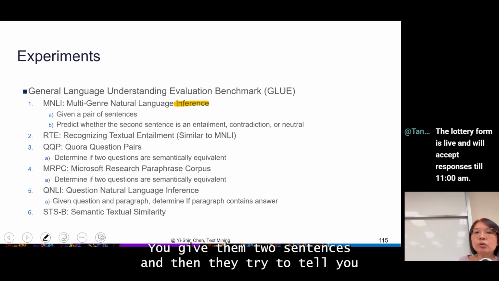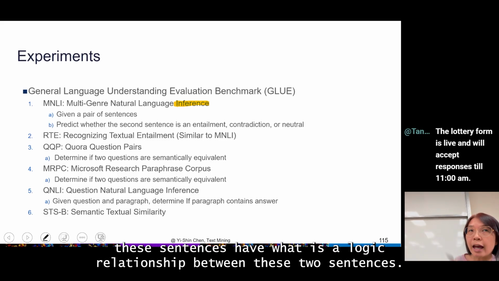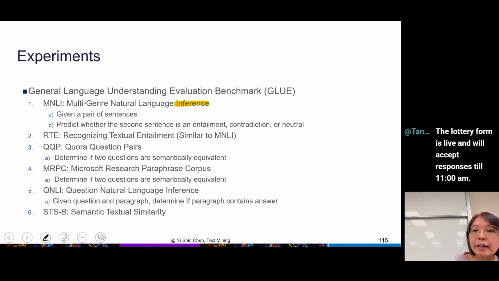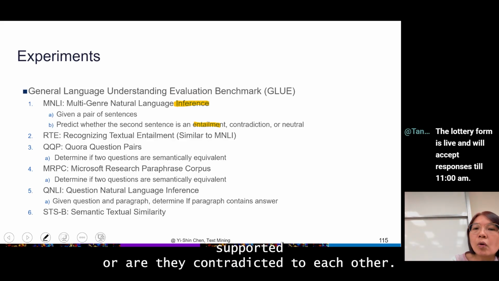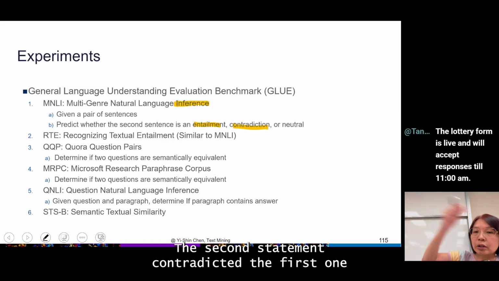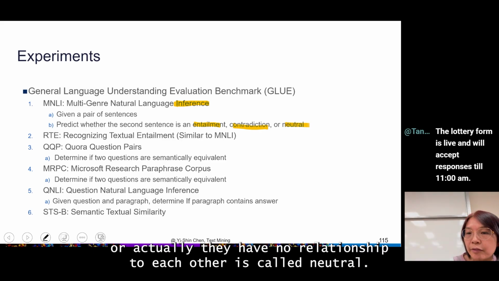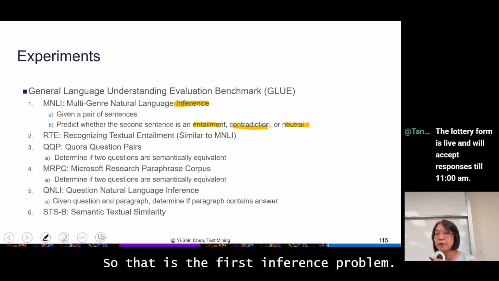Okay, you give them two sentences, and then they try to tell you what the logical relationship is between these two sentences. Are they entailment? Entailment means, is the second supported by the first, or are they contradicted to each other? The second statement may contradict the first one, or actually they have no relationship to each other. That's called neutral. So that is the first inference problem.